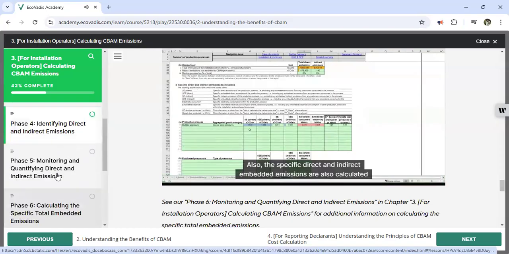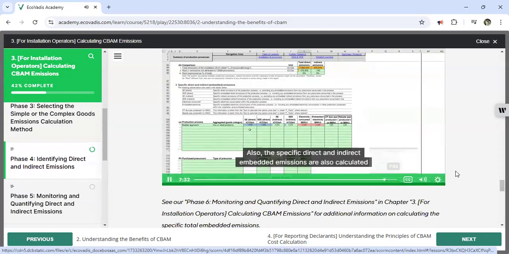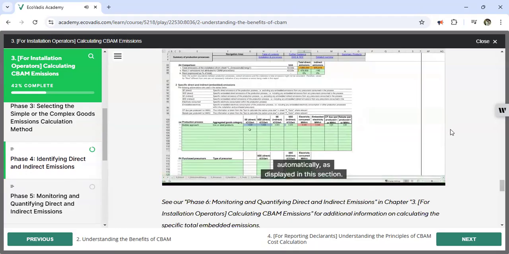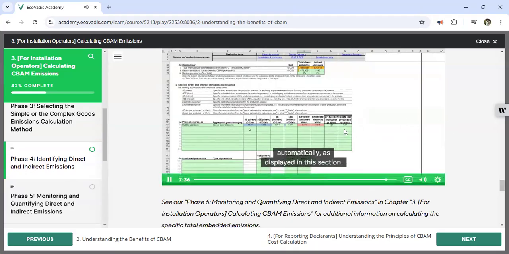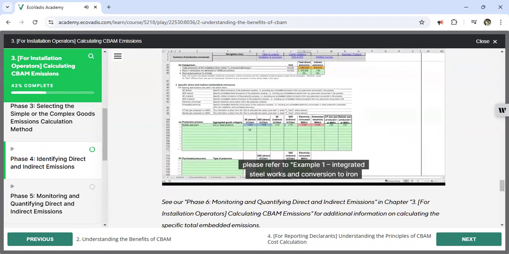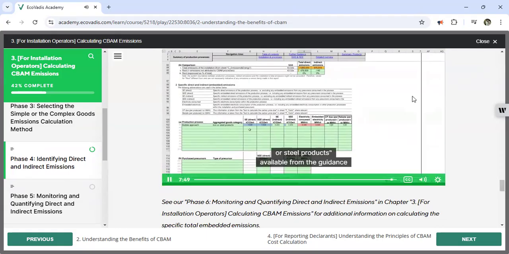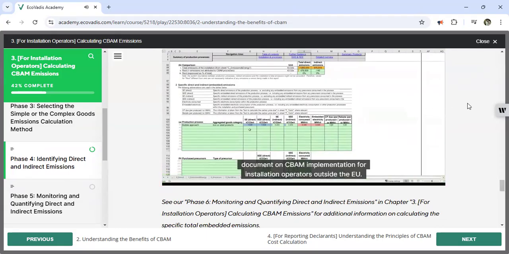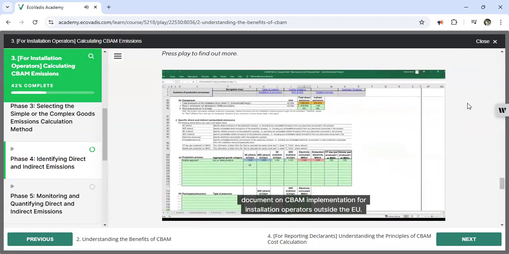Also, the specific direct and indirect embedded emissions are also calculated automatically, as displayed in this section. For more details on this specific example, please refer to Example 1, Integrated Steel Works and Conversion to Iron or Steel Products, available from the guidance document on CBAM implementation for installation operators outside the EU.